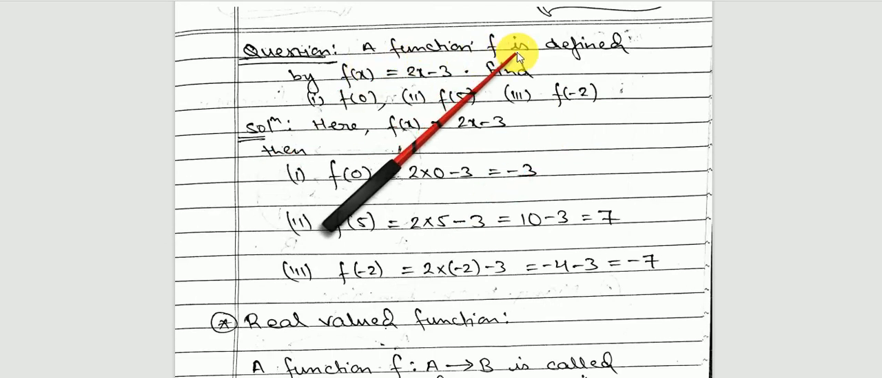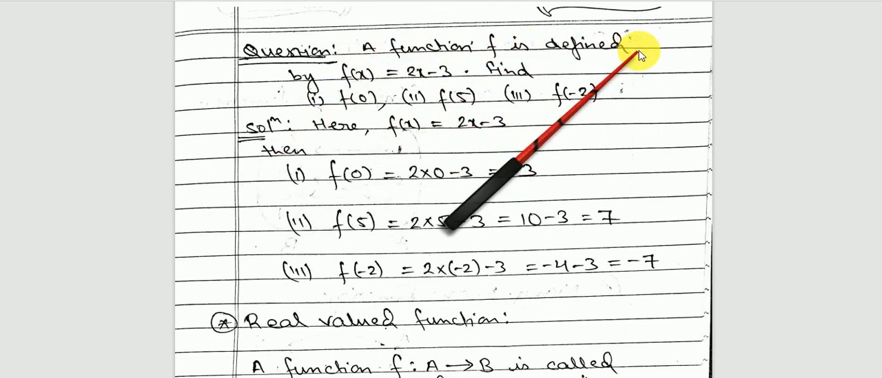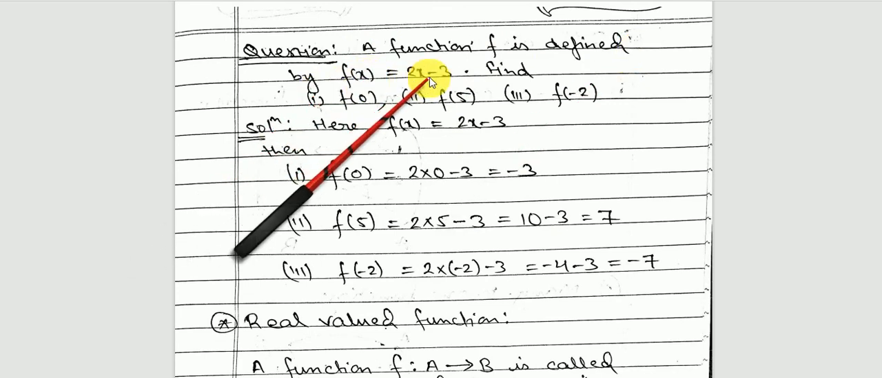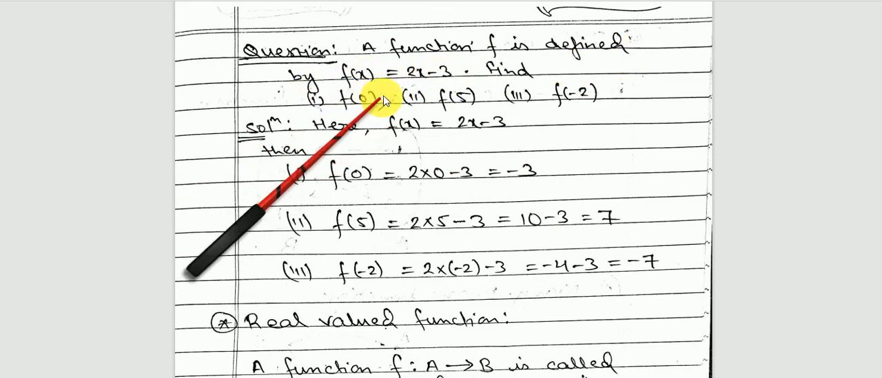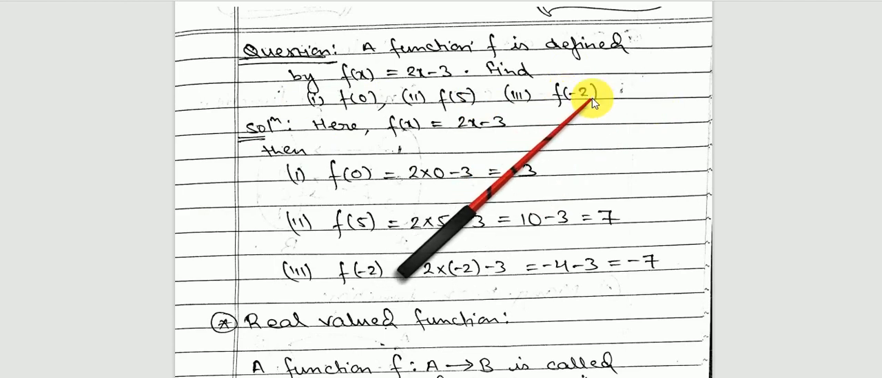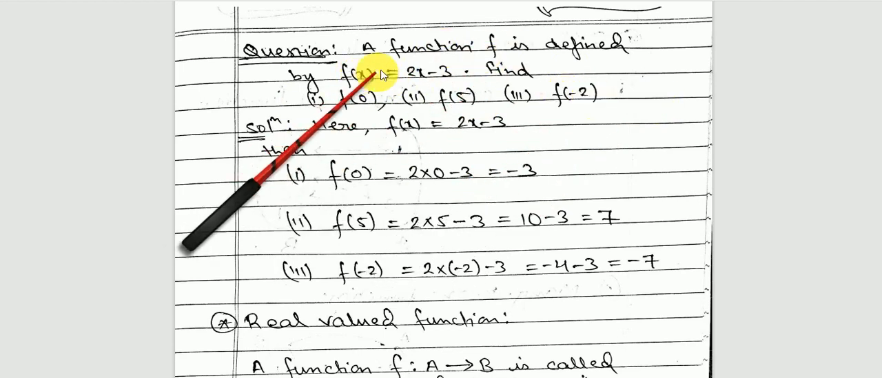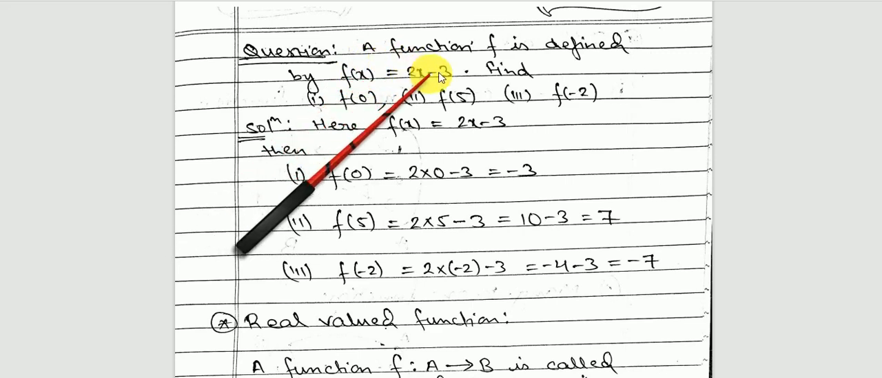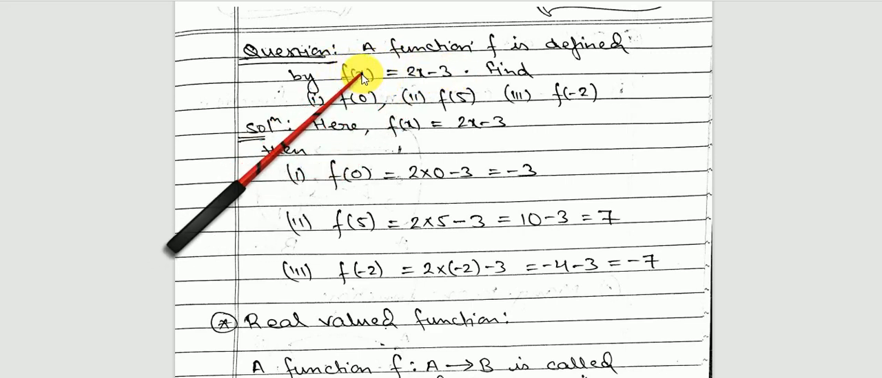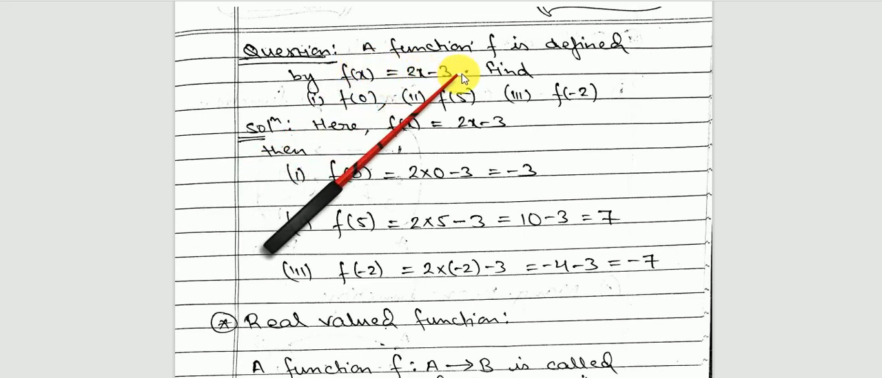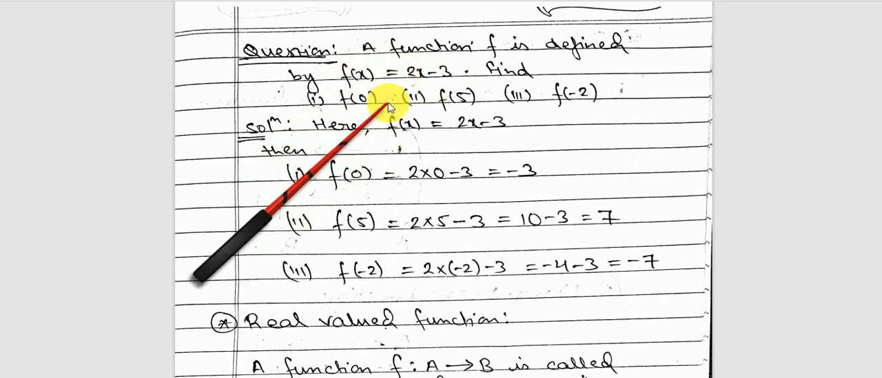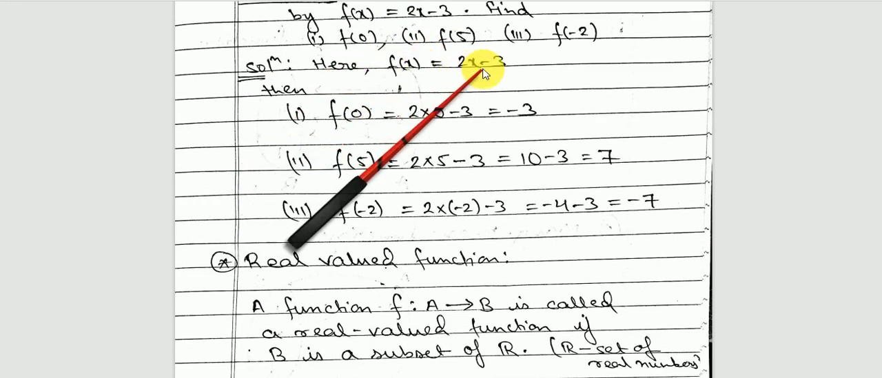Next question. A function f is defined by f of x equal to 2x minus 3. Find f of 0, f of 5, and f of minus 2. So here there is one function, and the function says that if you take x, then that x will be related to 2x minus 3. Suppose in place of x I take 1, then that 1 will be related to 2 into 1 minus 3. So here f of x is given as 2x minus 3.